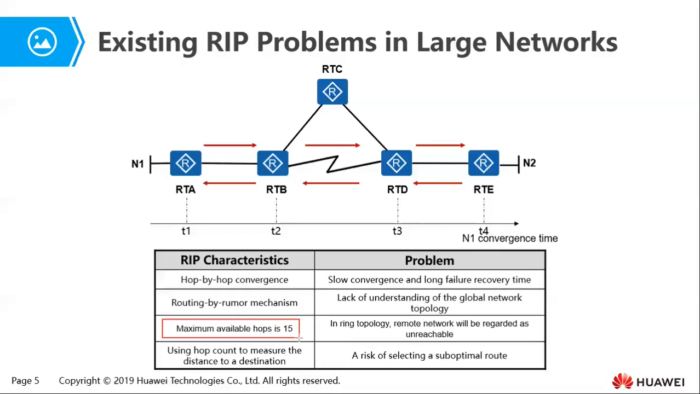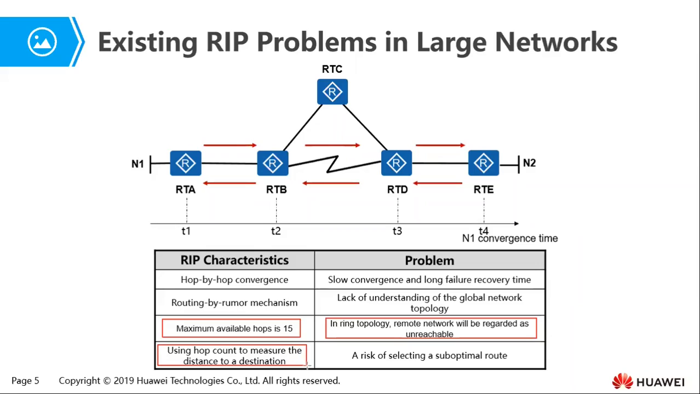Then we have another problem, which is that the maximum available number of hops is 15. If you read about RIP, you know that you cannot use more than 15 routers in RIP. So it is not scalable. Most networks nowadays involve more than just 15 routers, so it cannot expand very well within a network.